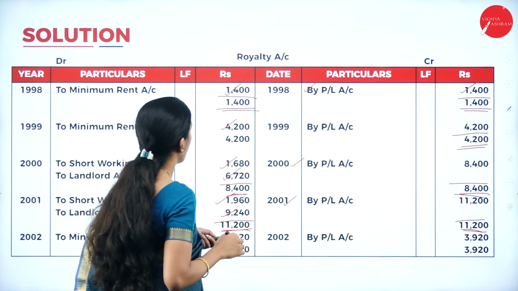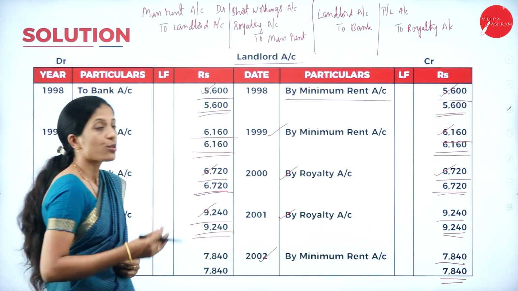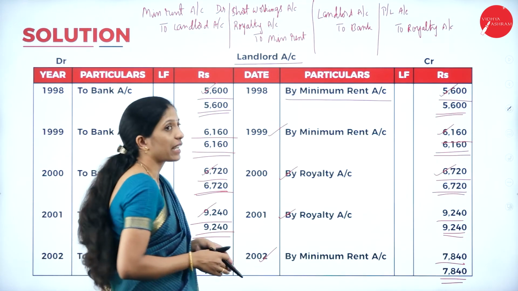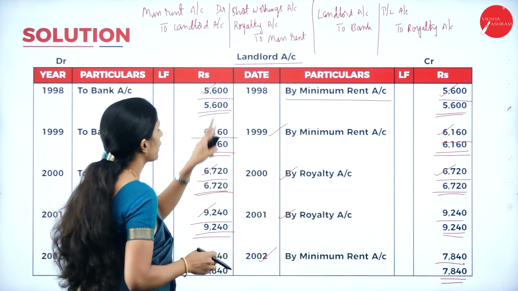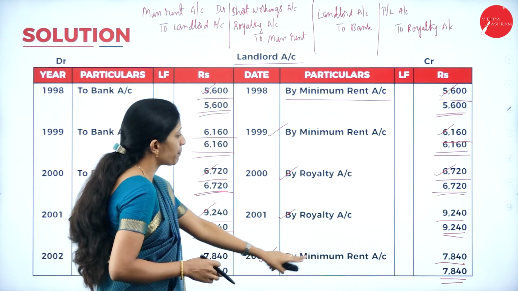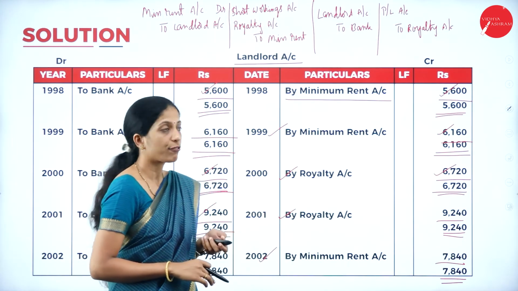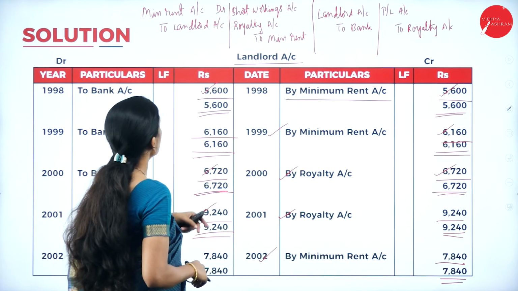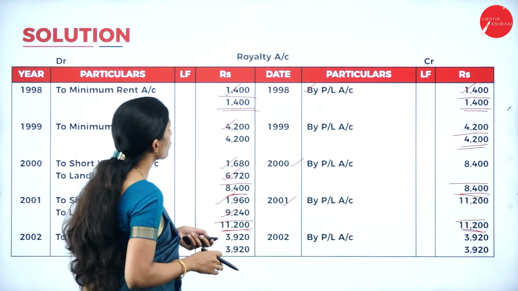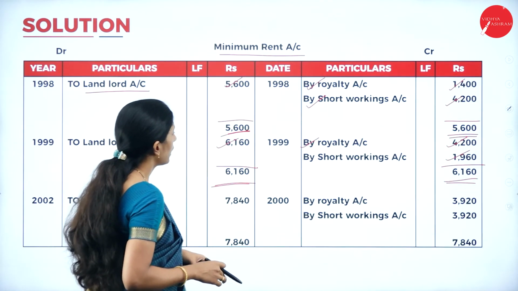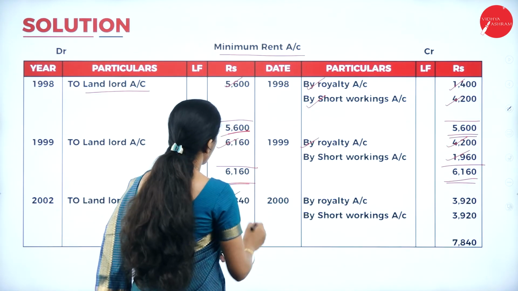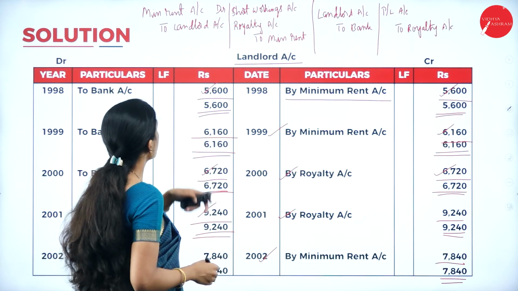Whereas in the minimum rent account, how do we write? To landlord account. So what is the first entry? Minimum rent account debit to landlord account. So in landlord account, you will write it as by minimum rent 7,840. Whereas in minimum rent account, you will write it as to landlord account 7,840.